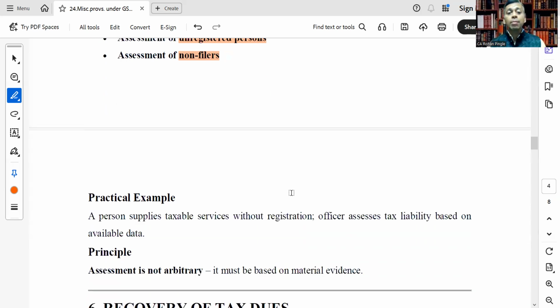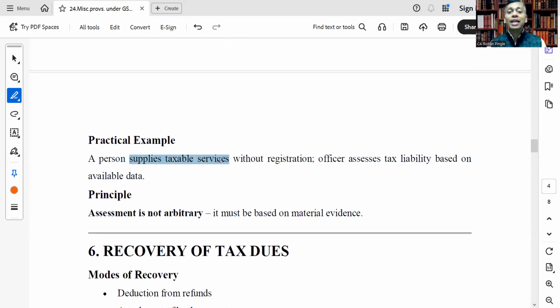So, practical example: a person supplies taxable services without registration. So, the officer assesses tax liability based on what? Available data. The principle is that assessment is not arbitrary. It must be based on material evidence.